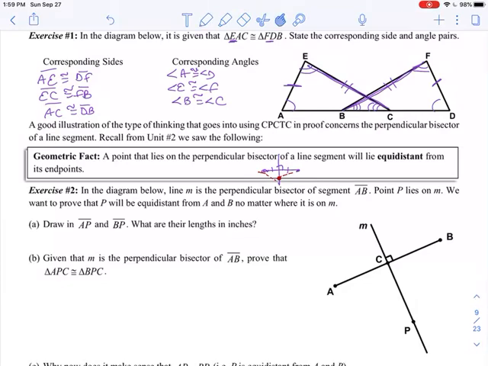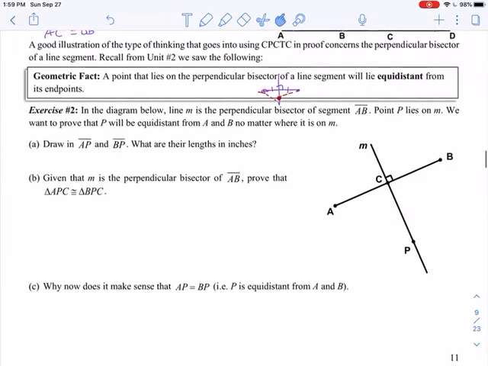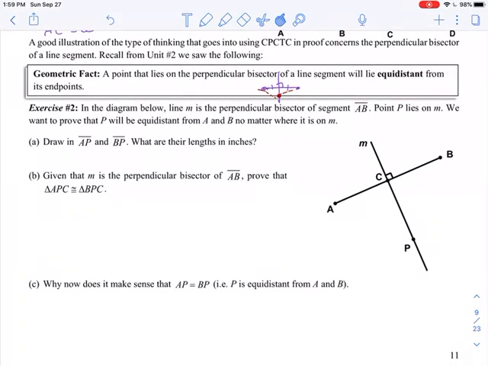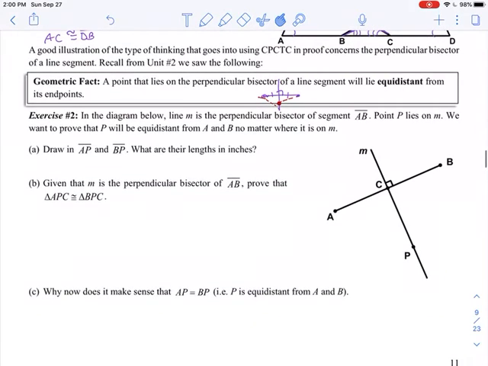Okay, so we're going to do a little proof down here. In exercise 2, I have line M is the perpendicular bisector of AB. Point P lies on M. We want to prove that P is equidistant from A and B no matter where it is on M. So the first thing I'm going to do is draw in AP, and I'm going to draw in BP, and I'm going to measure them. Now if you don't have a ruler, that's fine. I measured them for us. So AP is actually equal to BP. They're both 1.5 inches.